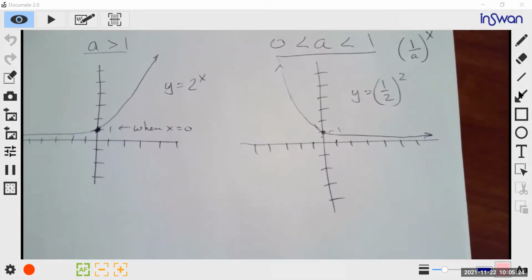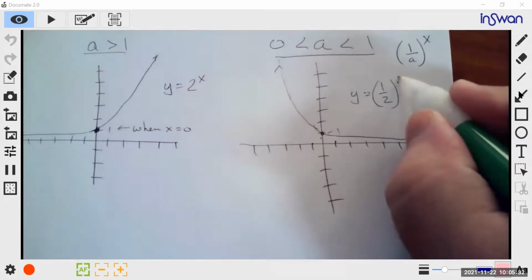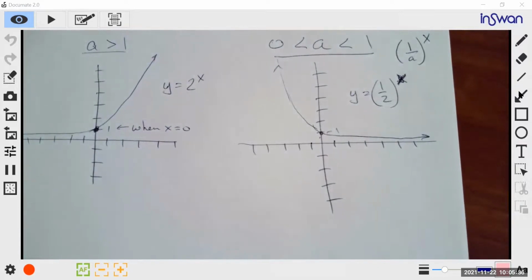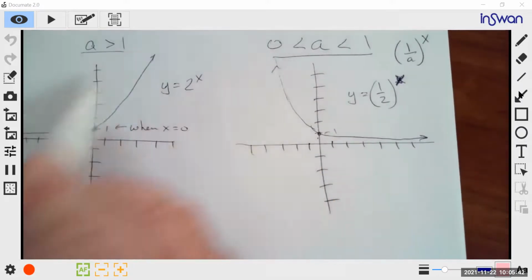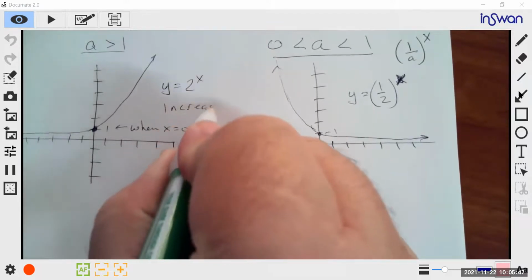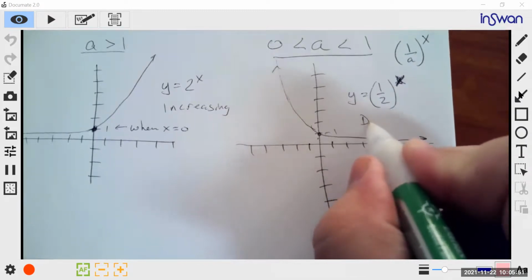So far, so good? There's a 2 to the x. This is 1/2. Oh, I'm sorry. Yes. Good catch. That would have been a boring graph. So if the base is a number bigger than 1, it looks like this. It's an increasing function. If it's a fraction between 0 and 1, it's a decreasing function.